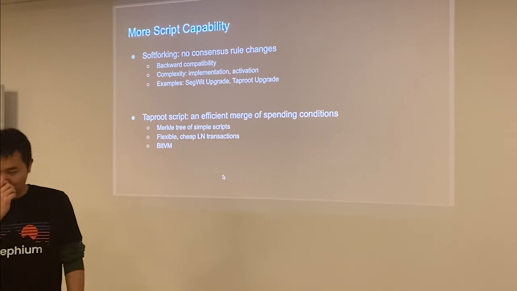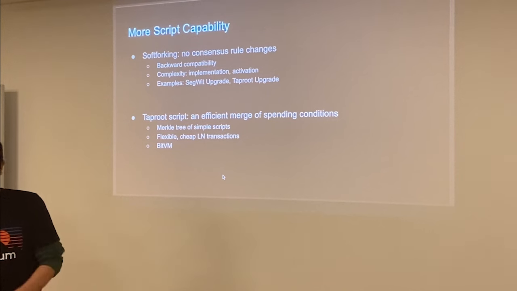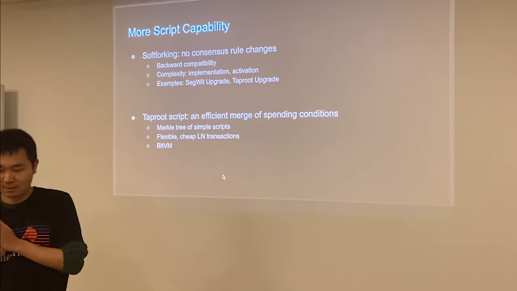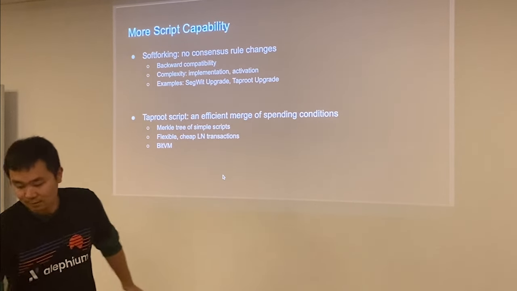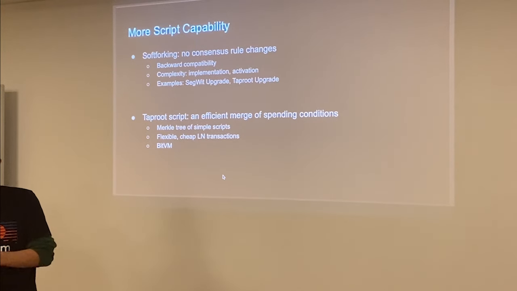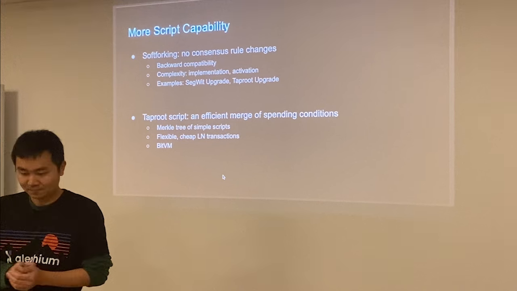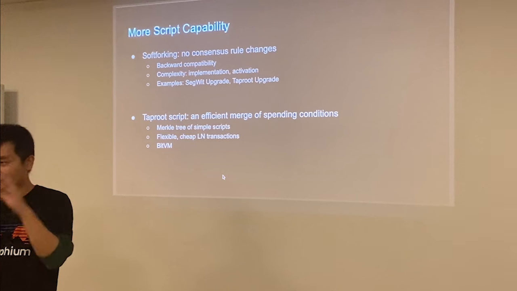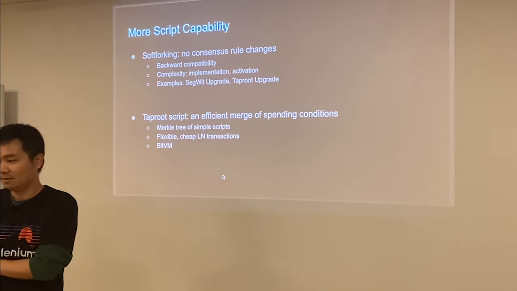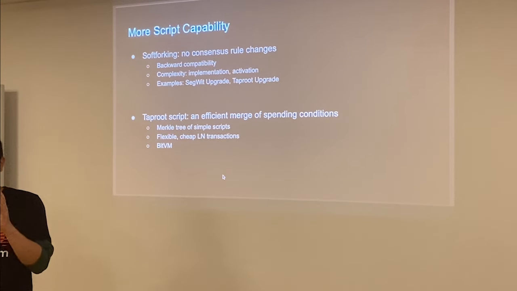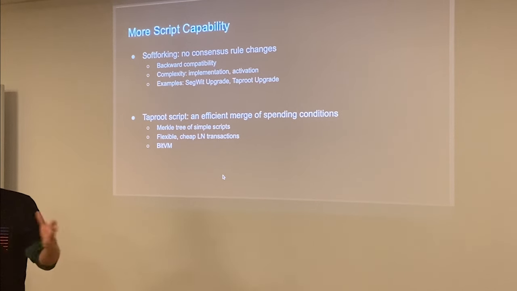There are two very well known upgrades that have been done with soft forking. The first one is SegWit. The second one is Taproot. And Taproot is actually an upgrade that enabled quite a lot of things. If we don't dive into details, basically they use a very efficient data structure called a Merkle tree to merge a large set of spending conditions.